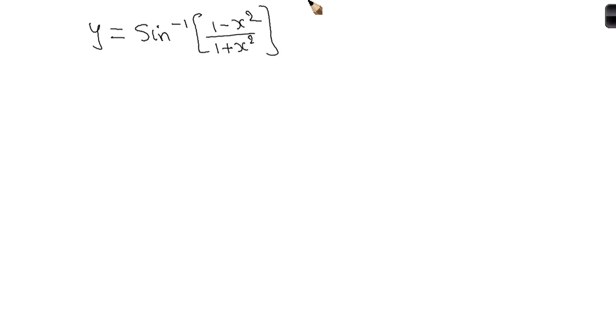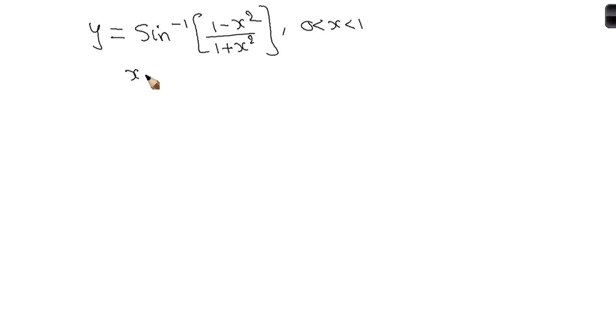Let me solve the next question. Find the derivative of the function y is equal to sine inverse of (1 minus x square) upon (1 plus x square). What should be the domain of this function?